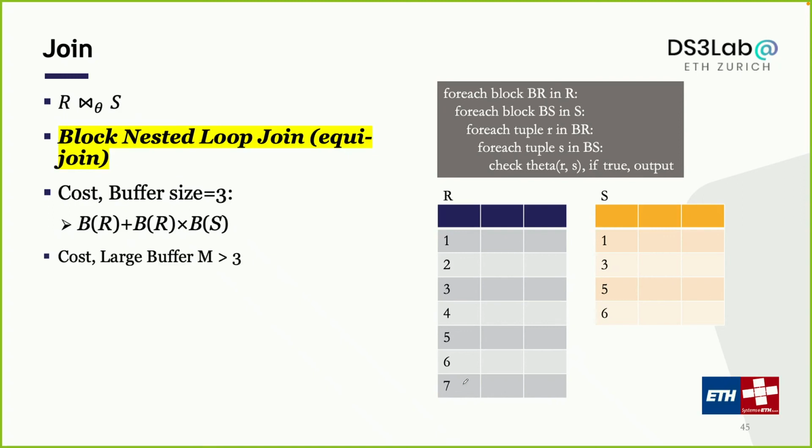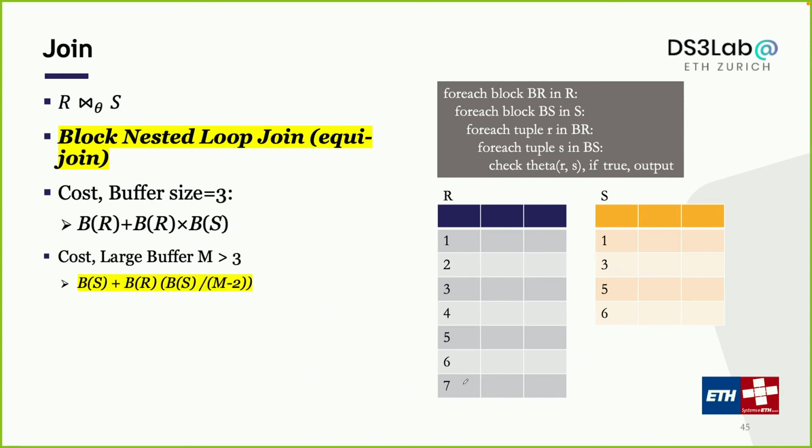So now let's think about the cost model when you have a big buffer, not a 3-page buffer, but some buffer more than 3 pages. What is the I/O cost of this algorithm? Let's think about it together. I have a big buffer. What should I do?